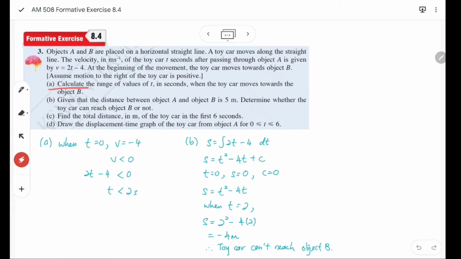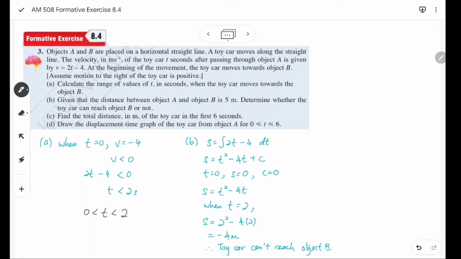For A, we need to calculate the range of t when the toy car moves toward object B, which means we need to get the time range when v is less than 0, when it is moving toward the left. From 2t minus 4 less than 0, we find that t is less than 2. To be accurate, we can also write t is between 0 and 2 seconds.